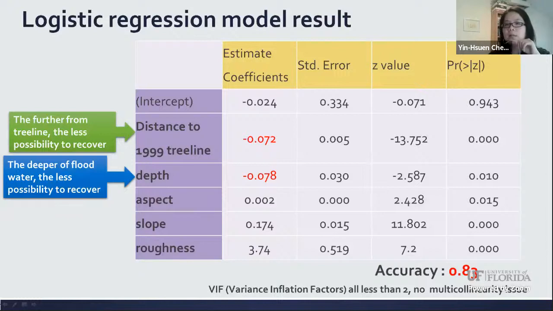So let me explain these negative and positive relationships, just giving one example. The distance to the 1999 tree line has a negative relationship with recovery, which means the further away from the tree line, the less possibility to be recovered.